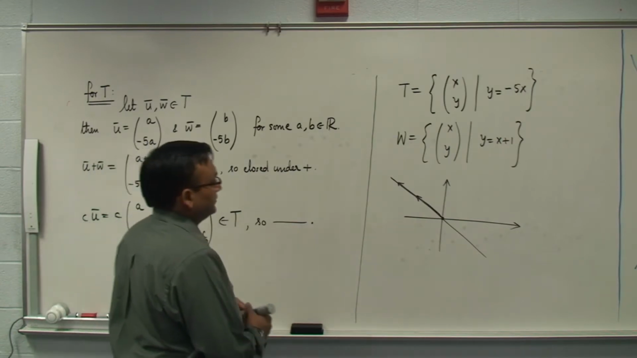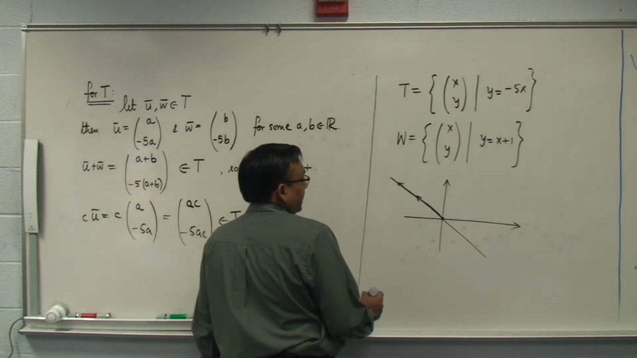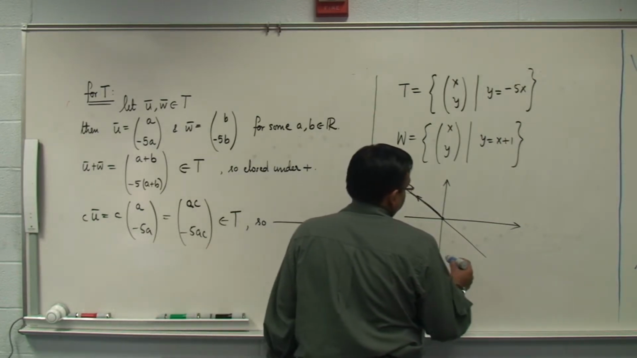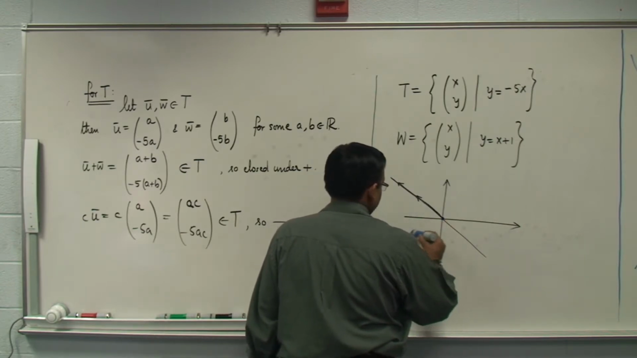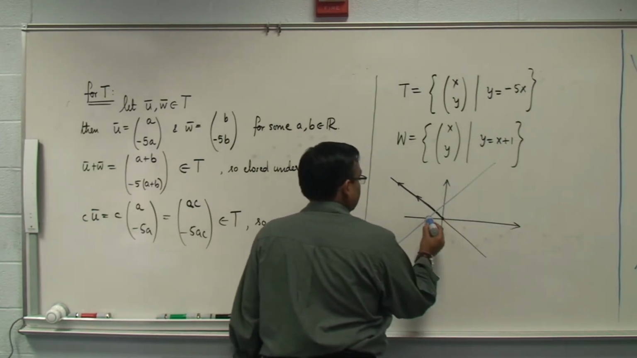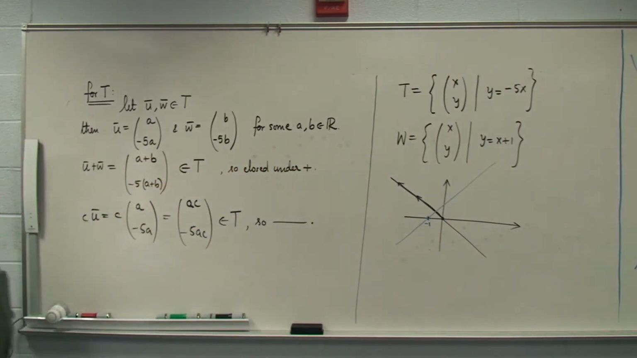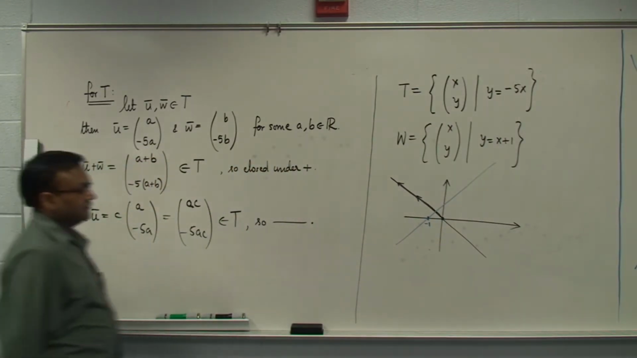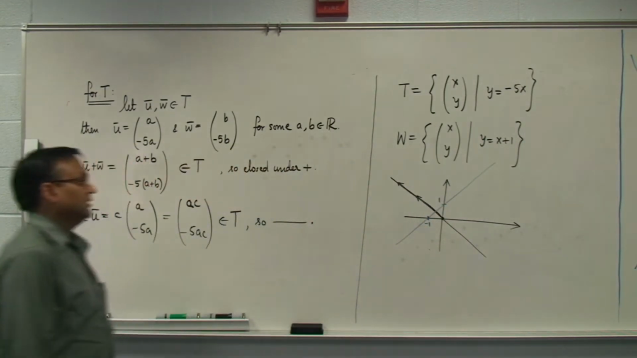The second set, y is equal to x plus 1, will also be a straight line. And the kind of line it would be, a line which goes like this, which will cut the x-axis at minus 1, and it will cut the y-axis at plus 1. So again, this is a straight line, which is nice.